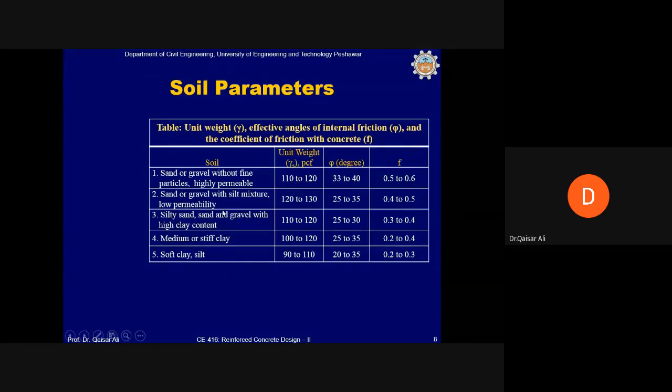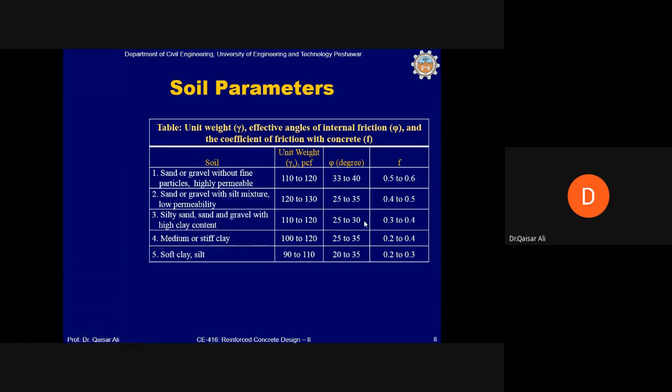And this factor is important for the calculation of sliding resistance of the retaining wall. Okay, if soil is sand or gravel without fine particles, highly permeable soil, then the unit weight of the soil can be taken from 110 to 120 pounds per cubic foot. The angle of internal friction or phi can be taken from 33 to 40 degrees, and the coefficient of friction between the base of the retaining wall and the soil may be taken from 0.5 to 0.6. And similarly, for all other different types of soil, these parameters have been given.